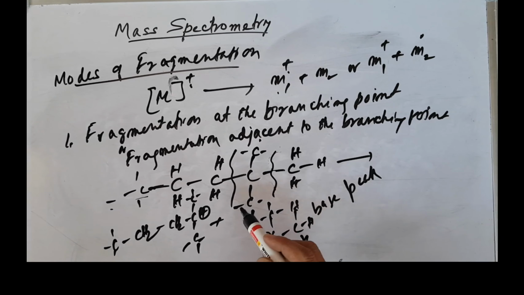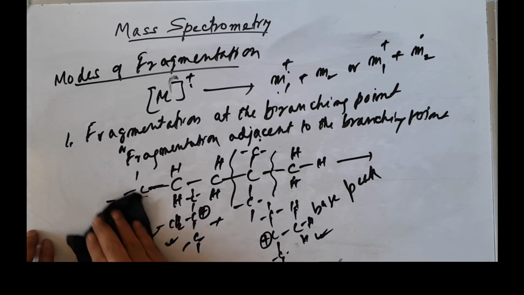Among the branching point fragmentations, the fragment ion given by the higher fraction will get the high intensity. So this will be the high intensity, this less intensity. So we can compare this with the fragmentation at the branching point, by taking one molecule.